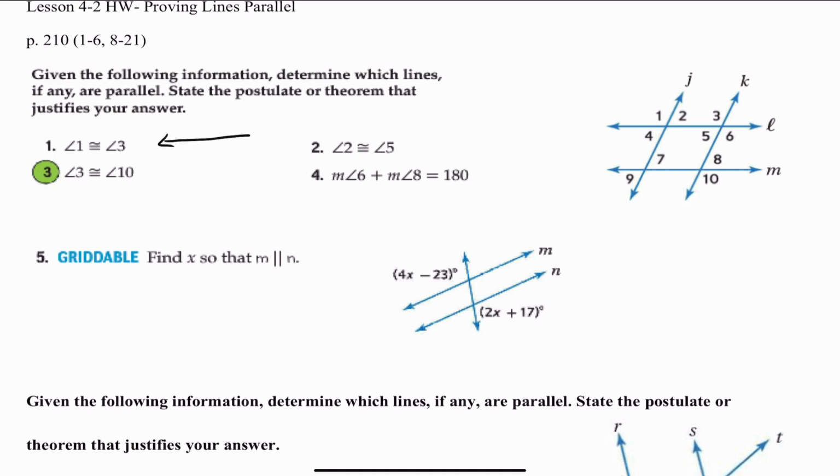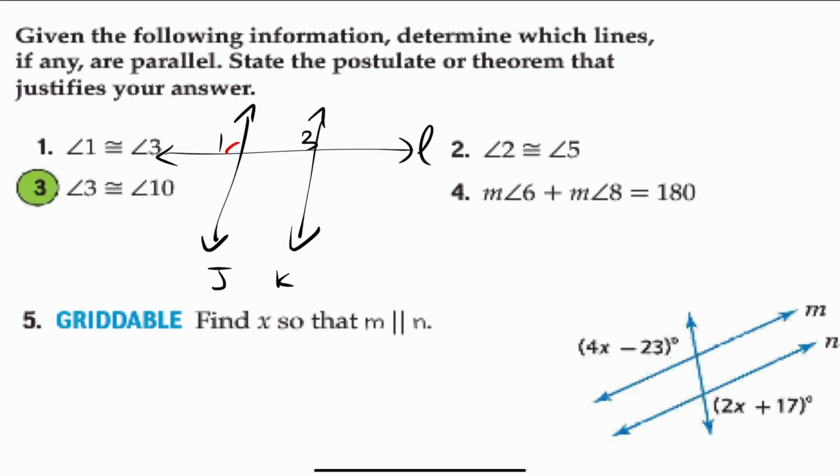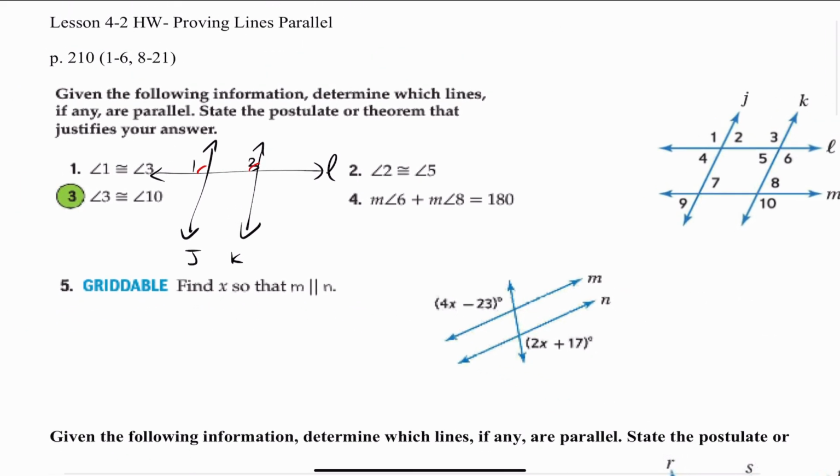So I have, wait, I drew this wrong. What am I doing? It's this, my bad. Okay, so I have J and K, and then I have line L. And then 1 is there, 3 is there, and from the beginning, we can see that these angles are congruent. So these angles are congruent.